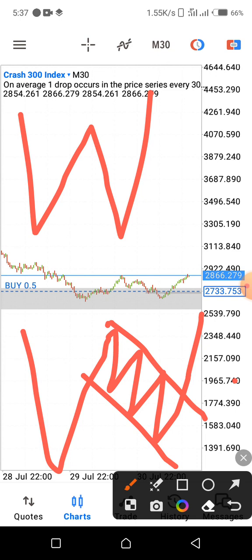So in this type of W pattern now, what you are looking out for is this. You are waiting for a breakout of this upper resistance.